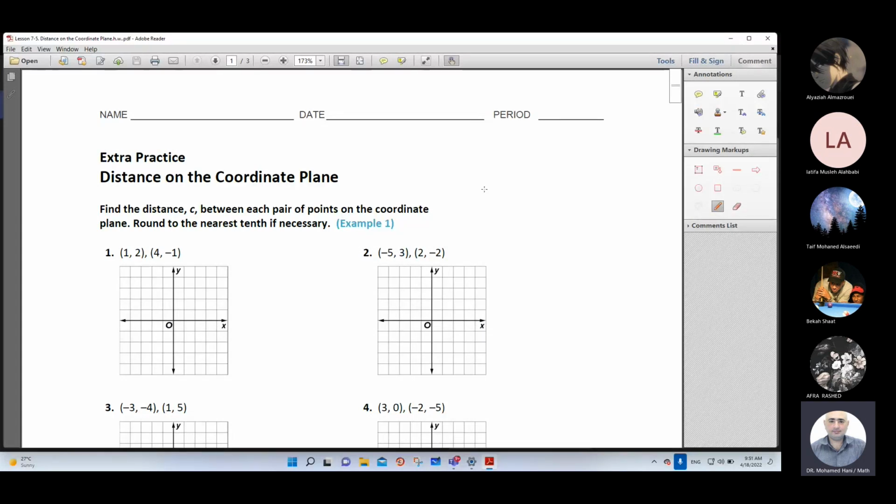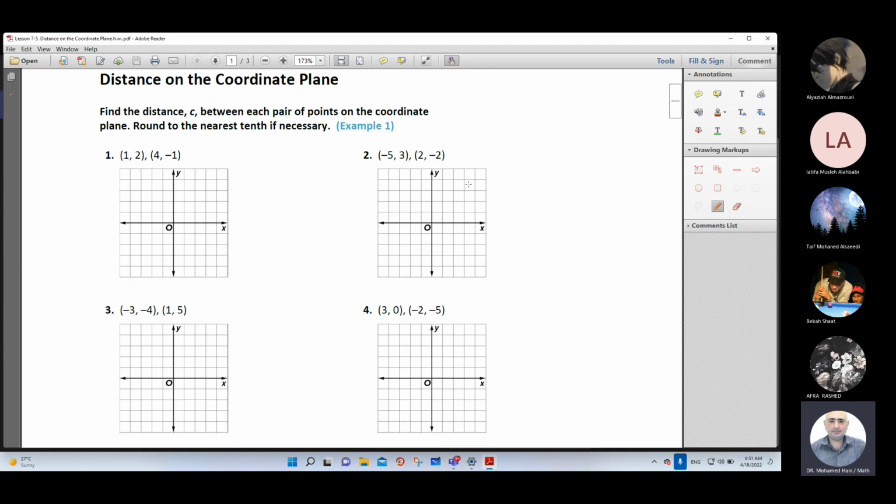Grade 8. We are in Module 7 and the last lesson, lesson 5, distance on the coordinate plane. Today we want to continue our work in this lesson. We have extra practice. The question now: find the distance c between each pair of points on the coordinate plane, rounding to the nearest tenth if necessary. I will solve number 1 and number 2. Then I want all of you to focus with me very well. Then you will solve number 3 and 4 to the end by yourselves. Okay? So focus with me very well.